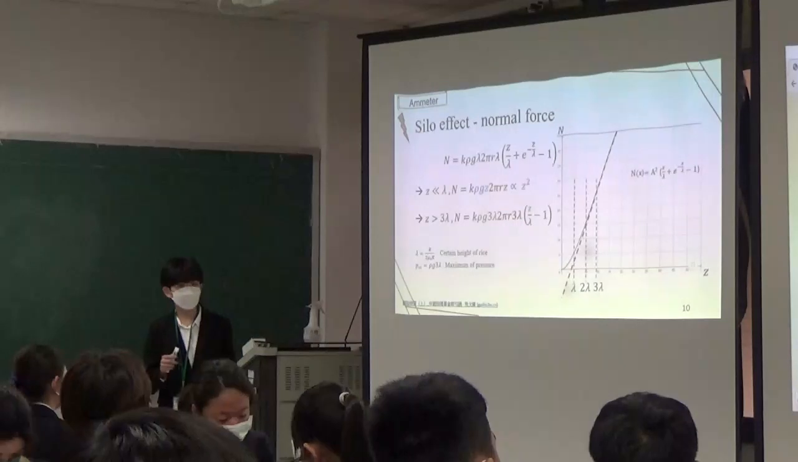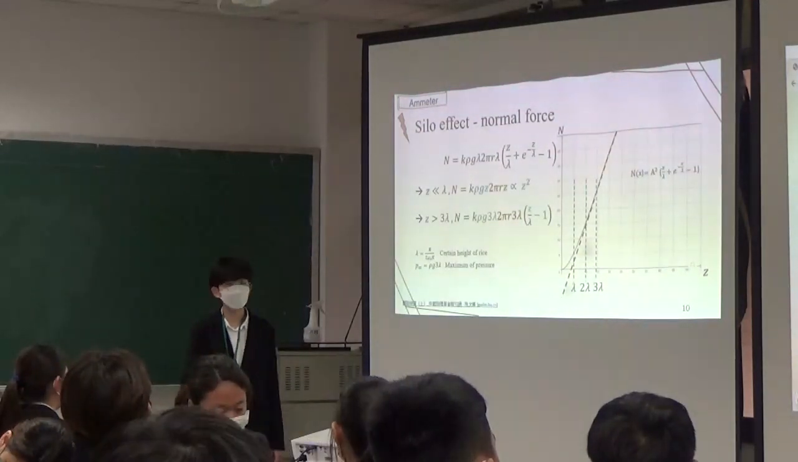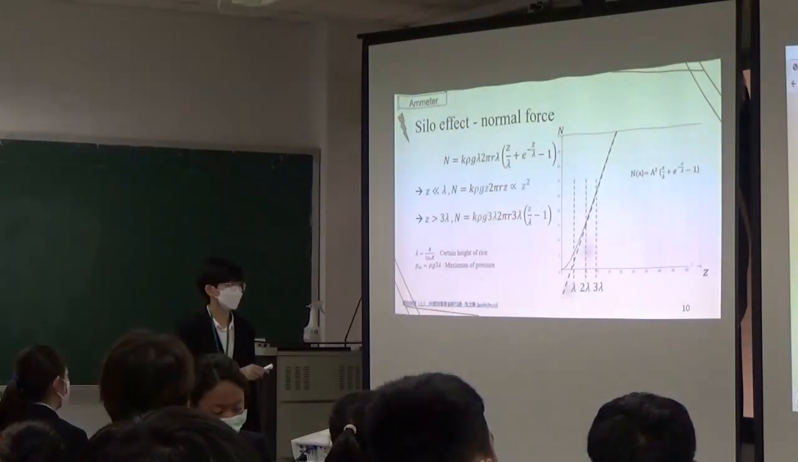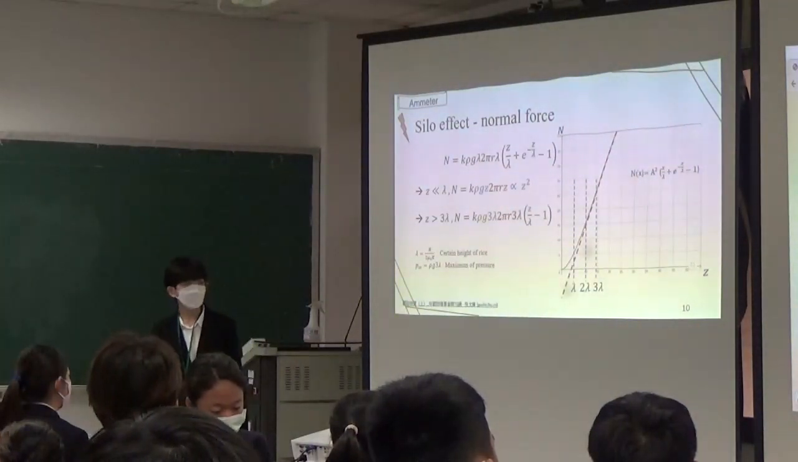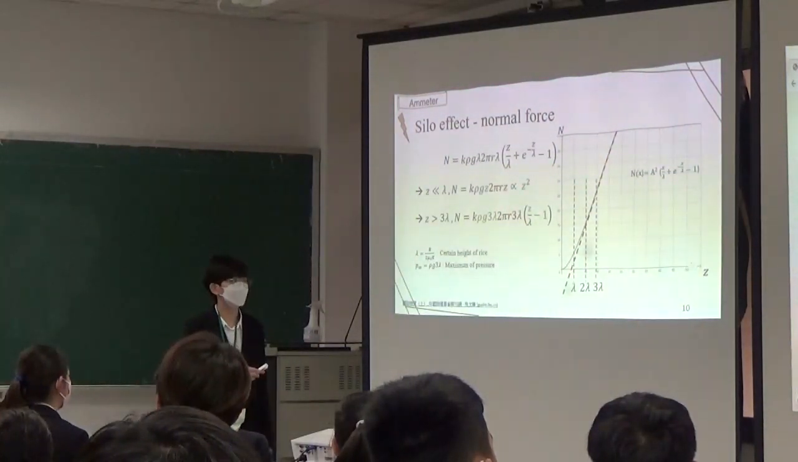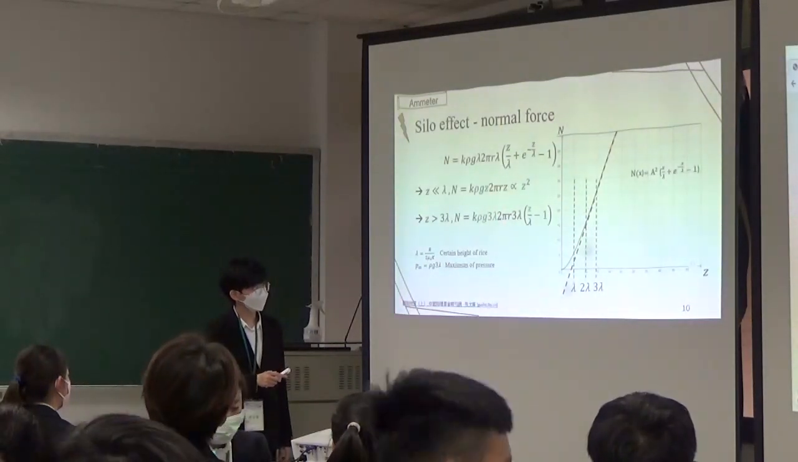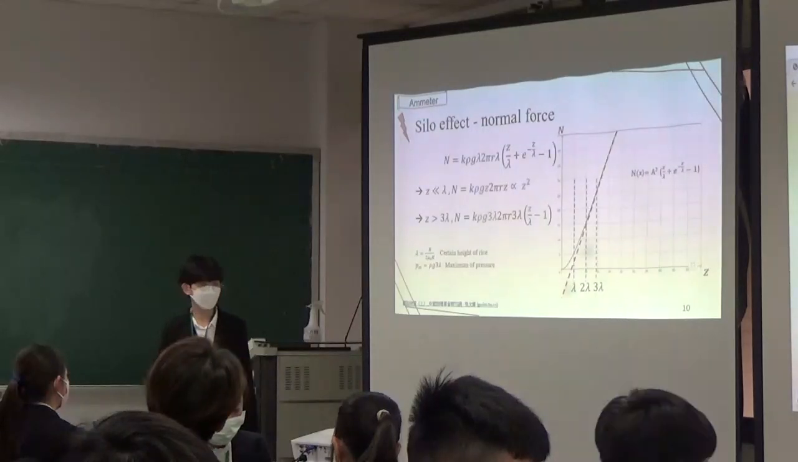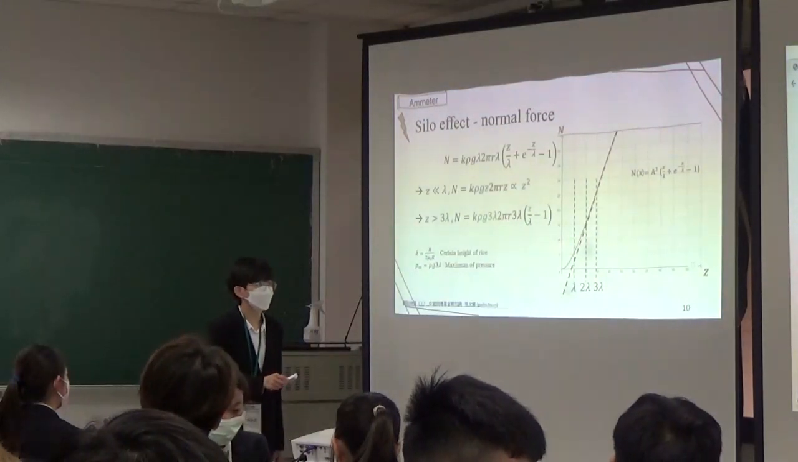And when z is bigger than 3 lambda, the normal force becomes here. ρg3λ is the maximum of the pressure, so we can see it is a constant. And the 2πR3λ is also the surface area. So we can get this line.